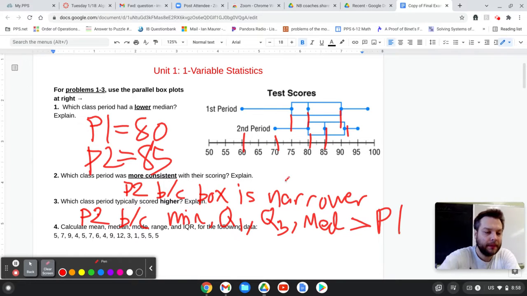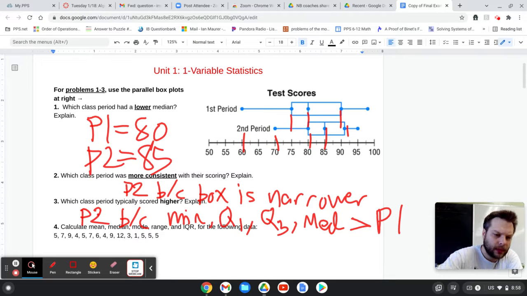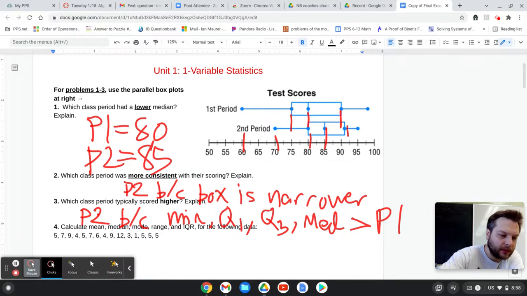All right, I'm going to clear the screen. To do part 4, question 4, come on, work with me. Okay, let's try this again.